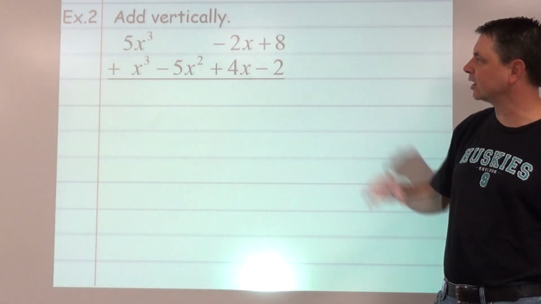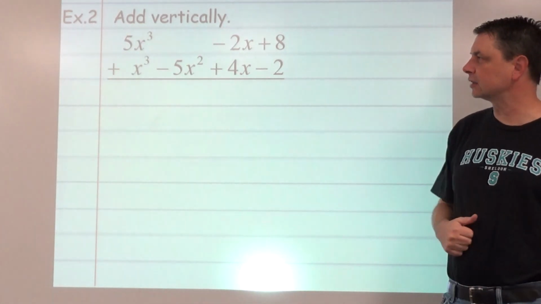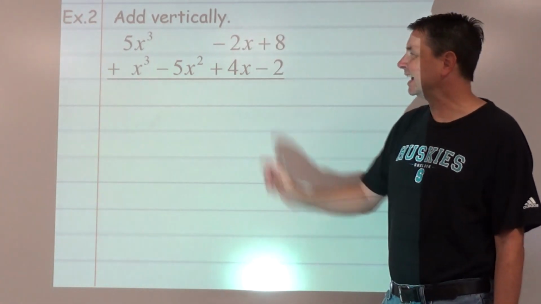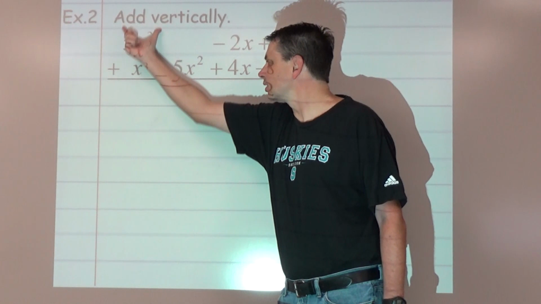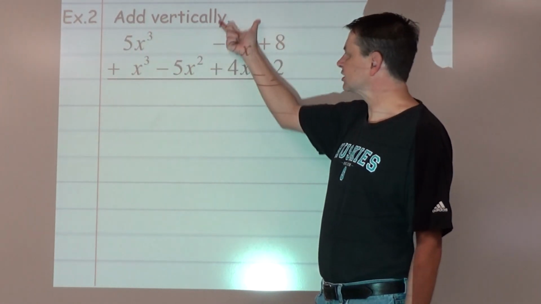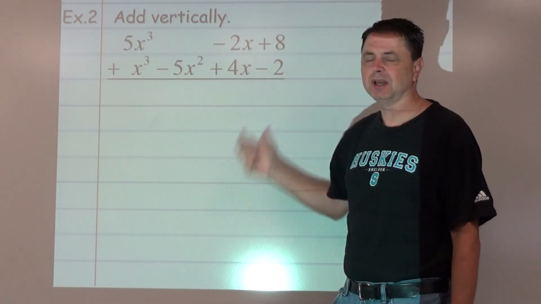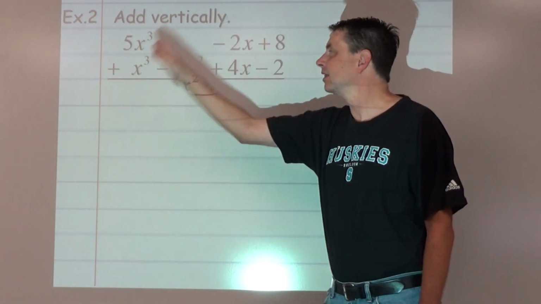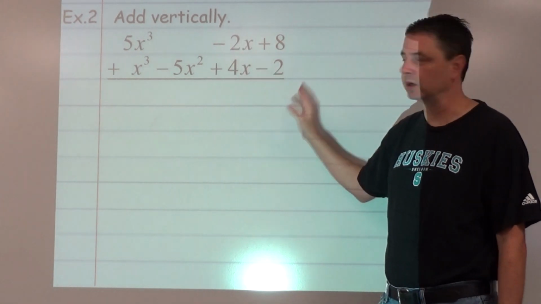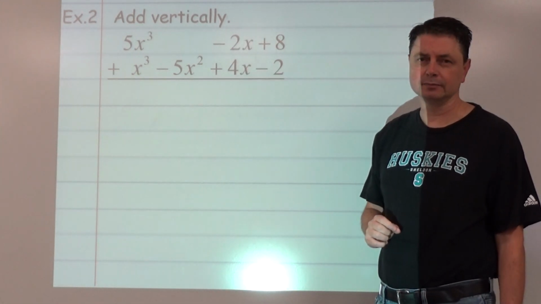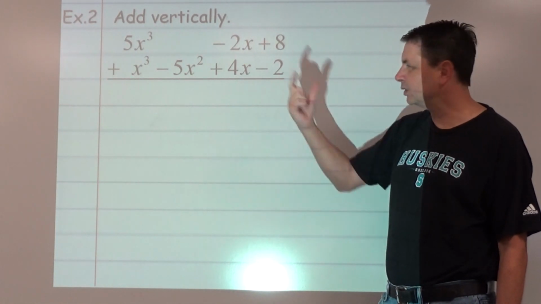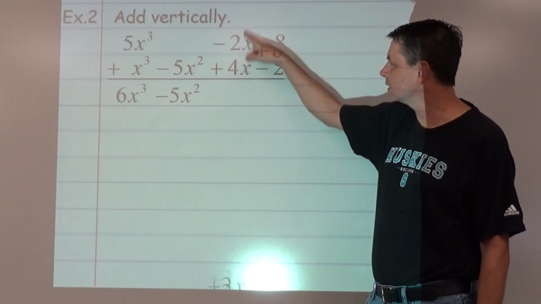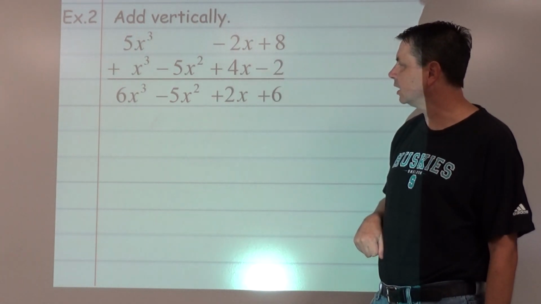Example number 2, we're going to take our polynomials, we're going to add them vertically. So we're going to stack one on top of the other and make sure that the like terms go in columns. So we have an x to the third, an x squared, an x to the first. A constant term needs to go in order, so don't mix up the orders. Okay, highest exponent first, then next highest, and so on until we're done. That's how you want to stack them. Then we just add straight down. 6x to the third, negative 5x squared, plus 2x, plus 6.